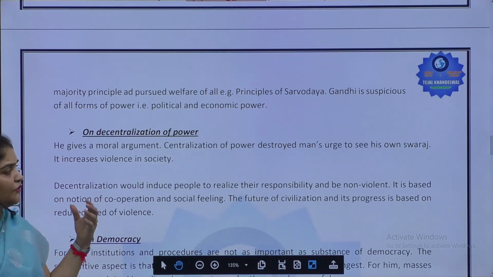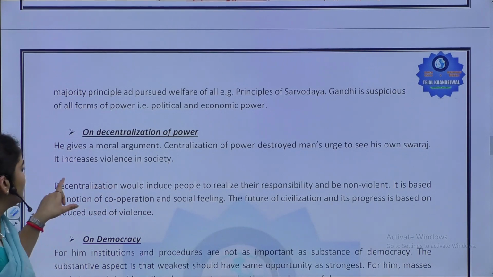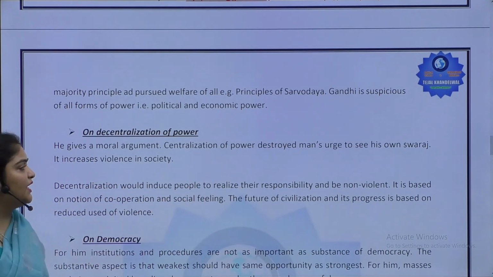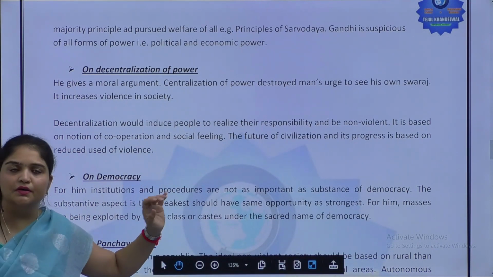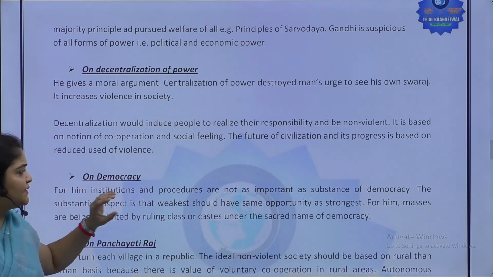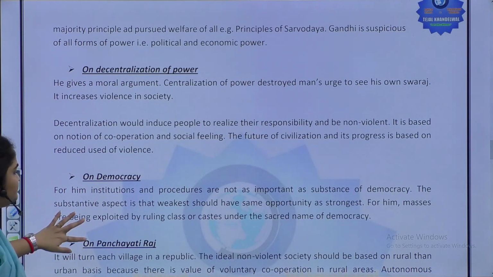So he is giving a moral argument. Centralization is destroying man's urge to see his own Swaraj. That's why, because it increases violence. Decentralization induces people to realize their responsibility and be non-violent, all right? And future of civilization and its progress is based on the reduced use of violence. Then he talks on democracy. So he says that it is not about institutions and laws. Democracy is what? About the substantive aspect, all right? And what is this substantive aspect? That weakest should have same opportunity as the strongest, okay?